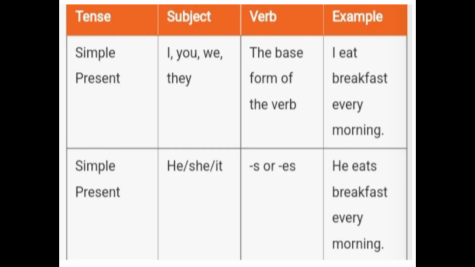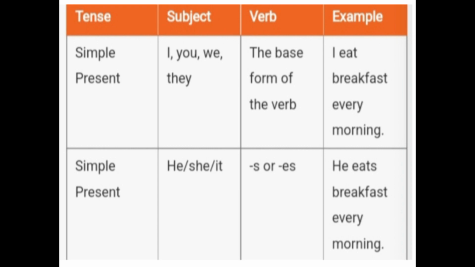So first, we will look at the structural formula of simple present tense. If we look at simple present, we have some subjects: I, you, we, they. If we have these subjects in a sentence, what are those subjects? I, you, we, they. So the verb form should be the base form. Verb should be V1.